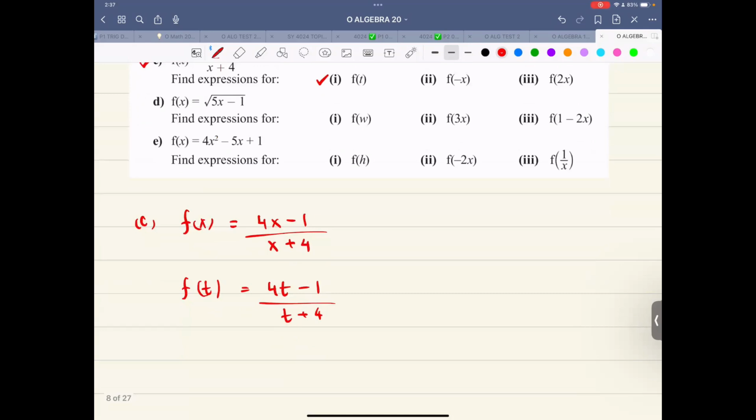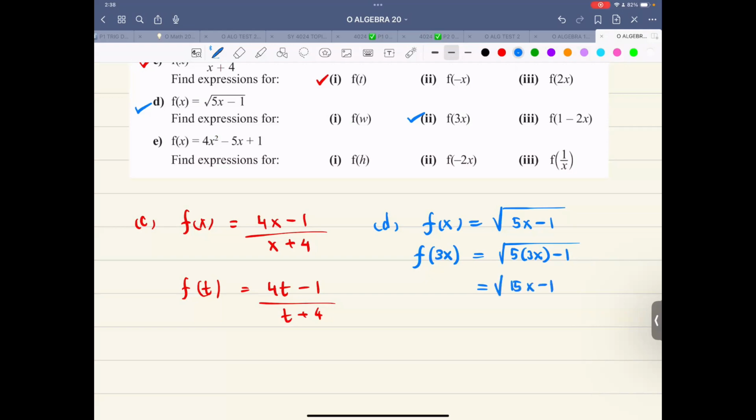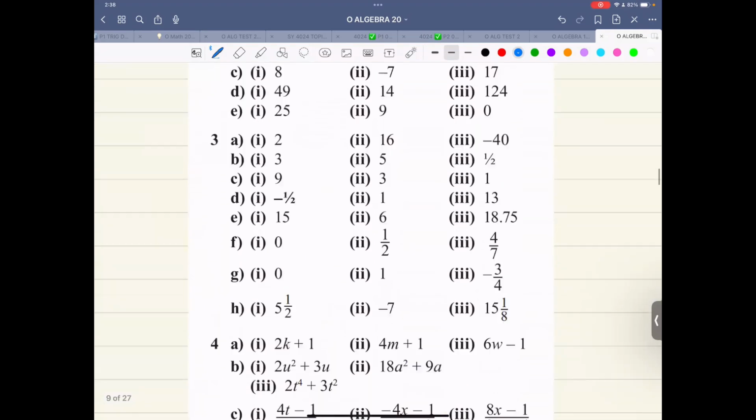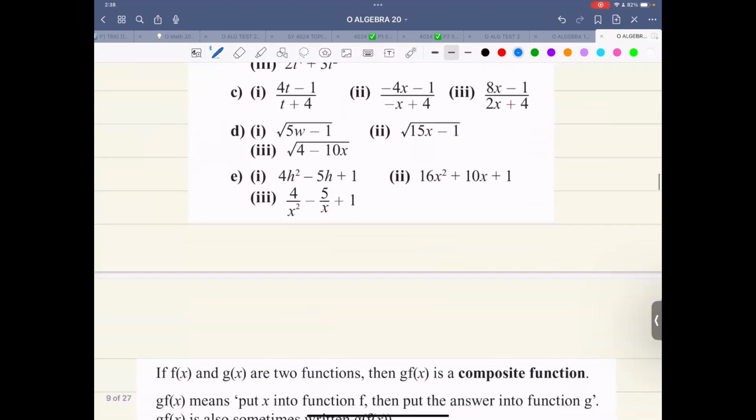Something like part D. f of x equals, let me just write it properly. Part D, f of x equals square root of 5x minus 1. Let me plug in 3x. f of 3x is the square root of 5 into 3x minus 1, that is the square root of 15x minus 1. Just leave it as it is. It's an expression. These are the answers. I think this is the one that we did just now.